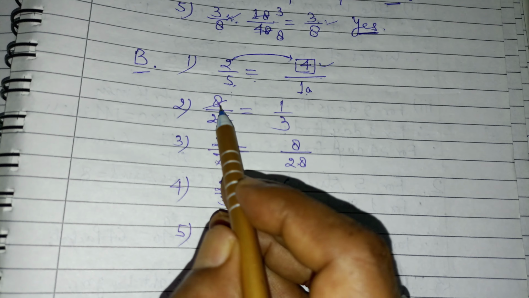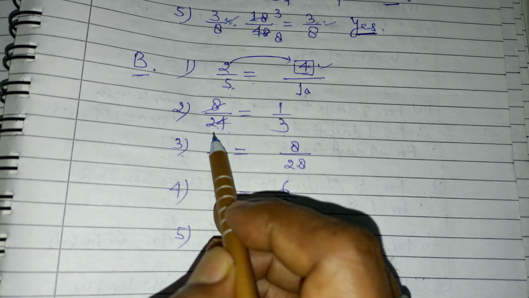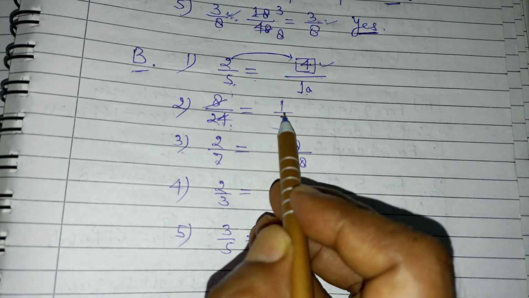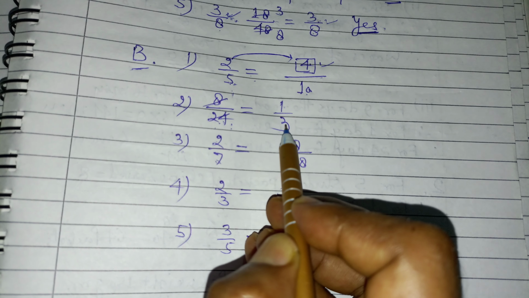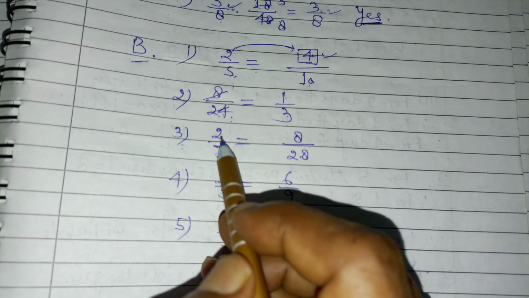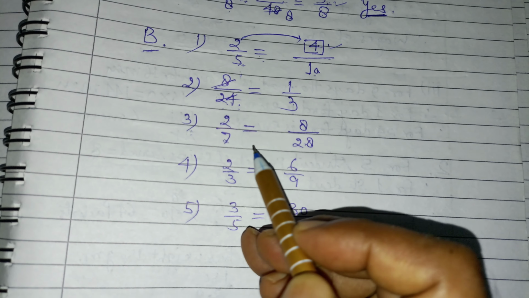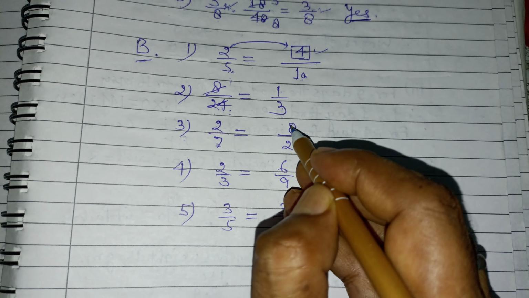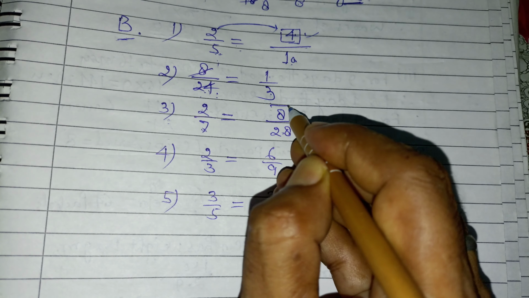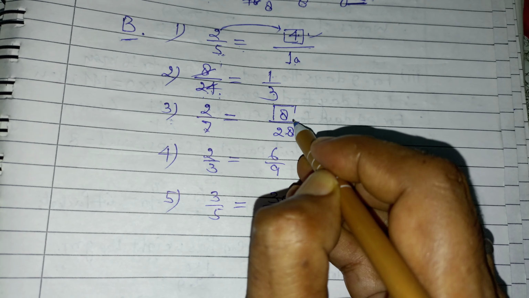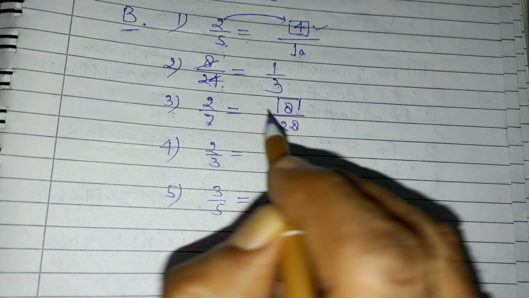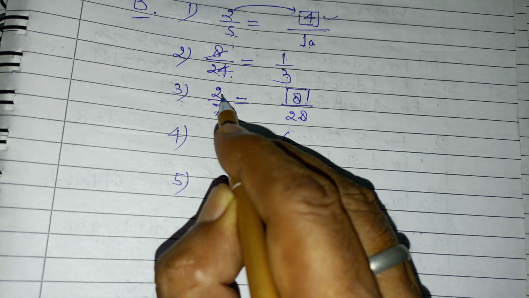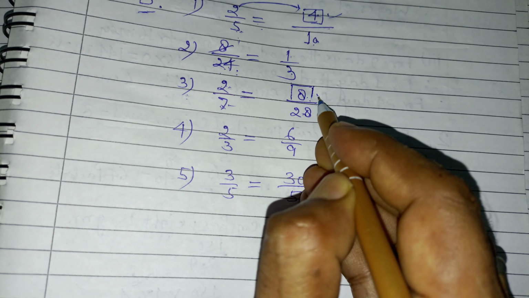Second part, 8 by 24. 8 ones are 8, 8 threes are 24. So 1 by 3. Third part, 2 by 7. You see 2 by 7 equal to, a blank space is given here, and it is given 7 fours are 28. So here also 2 fours are 8. So you will write 8 here.